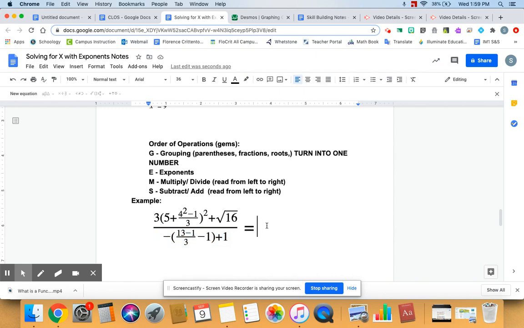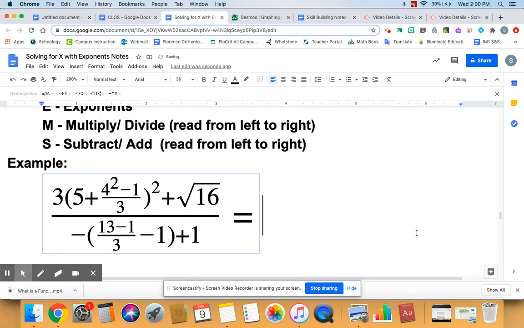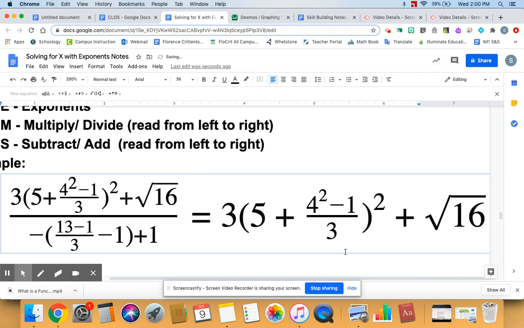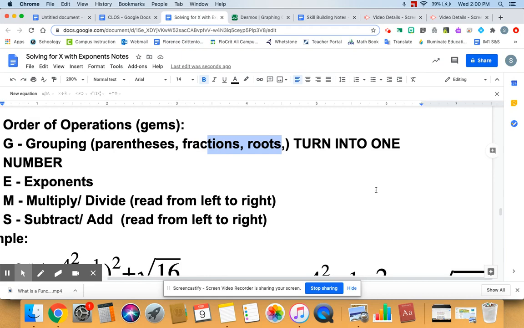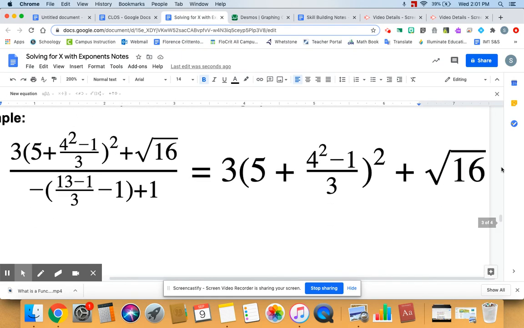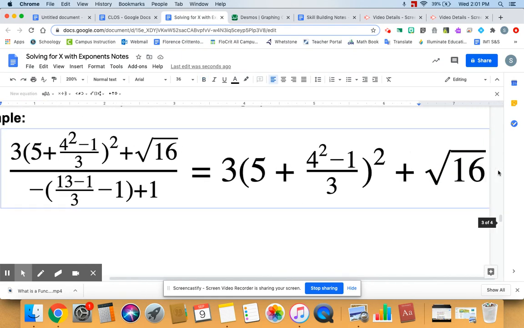Now if I take each grouping and look at it separately, for the sake of being able to see it on this one, I'm going to delete the bottom out. We're going to only focus on the top grouping of the big fraction for a second. So this is the top. Within this grouping, we have a couple more groupings. Let's talk about the square root, because root is one of our groupings. It's already grouped into one number. It's just a 16. I don't have to regroup anything because it's been grouped.